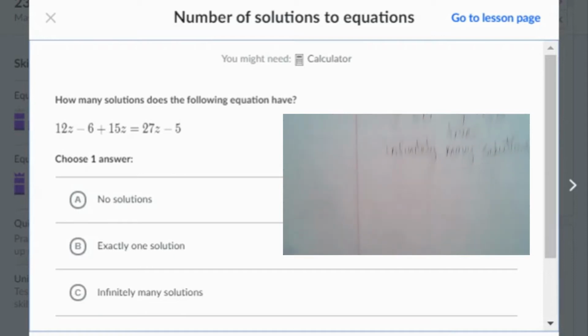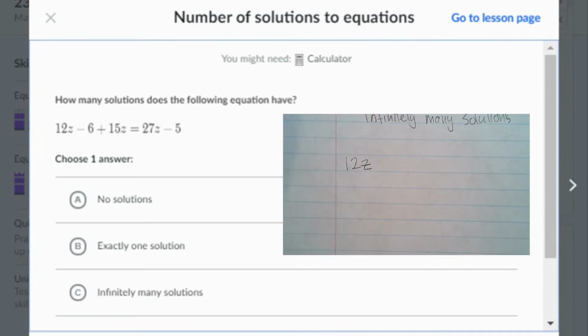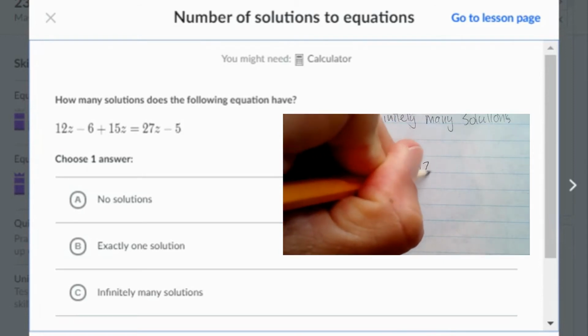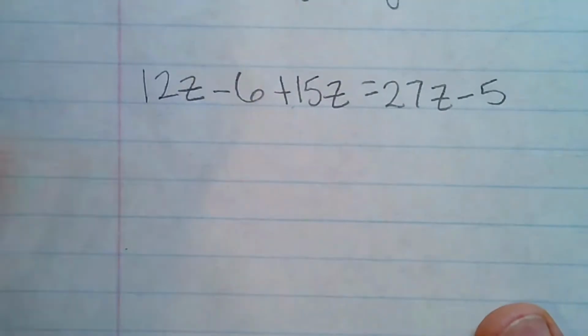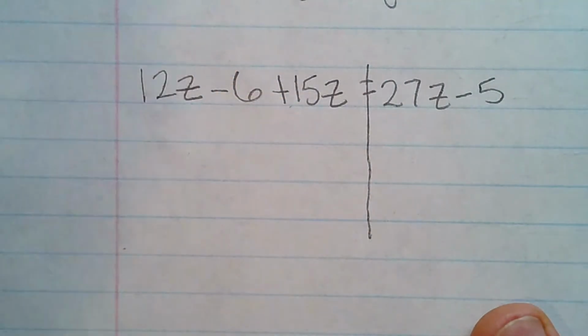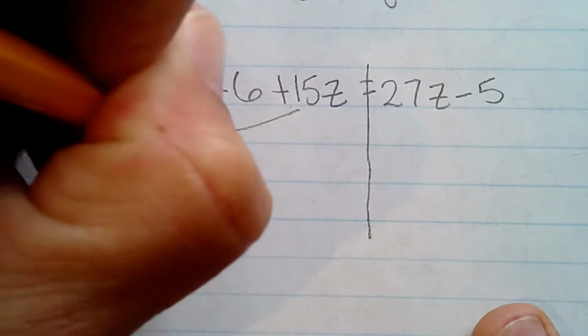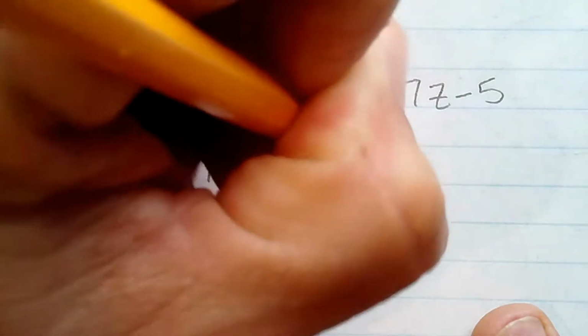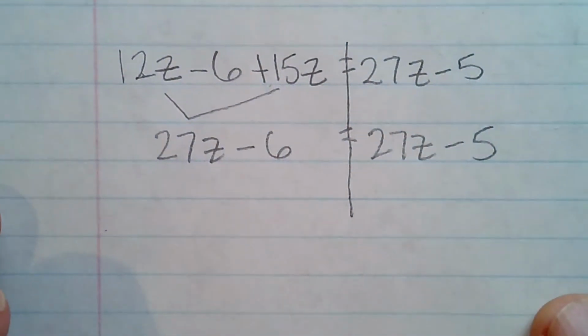Okay, I'm going to write this one down. And we have 12z minus 6 plus 15z equals 27z minus 5. Okay, I'm going to do a little bit of solving here. 12z plus 15z, putting these two together, is 27z minus 6 equals 27z minus 5. Okay, I'll continue to solve this here.